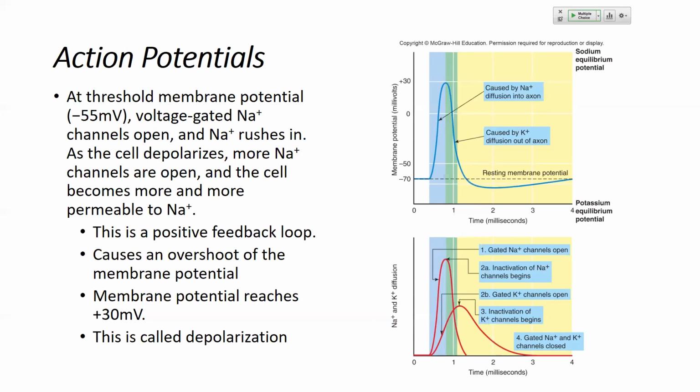Now remember, this is a positive feedback loop. Sodium begets more sodium, begets more sodium, and we have more sodium channels opening up here. Right? I want you guys to really understand what's meant by the positive feedback with the opening of these voltage-gated sodium channels. So sodium rushes into the neuron, and this potentiates more sodium channels to open, and more sodium rushes in. This causes an overshoot of the membrane potential, and it gets all the way up to +30 millivolts. This is called depolarization. Right? This is the first phase that we looked at.